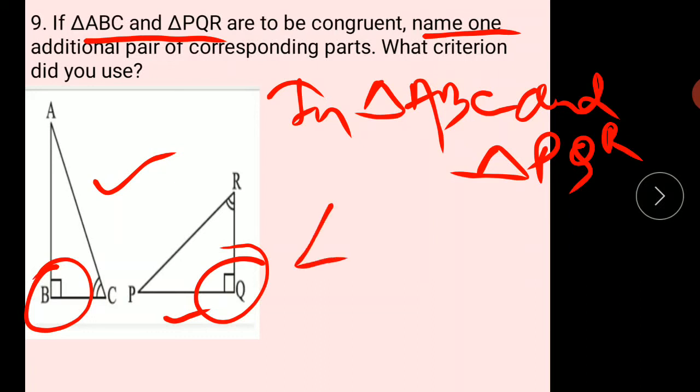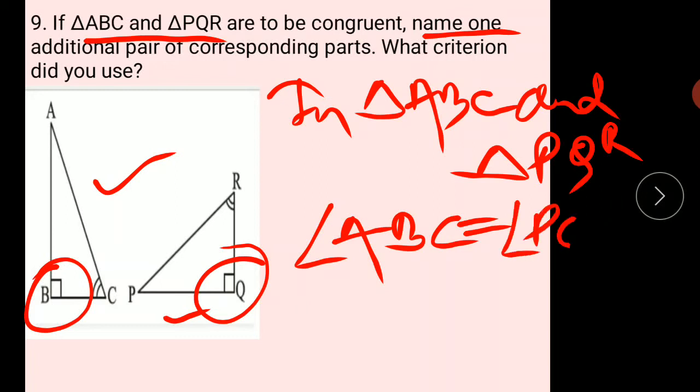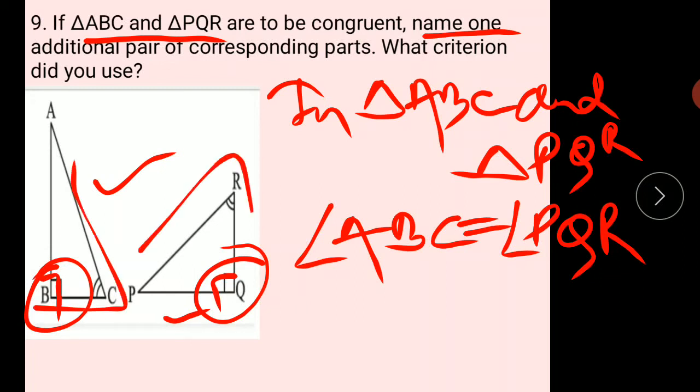So angle ABC is equal to angle PQR. Why? Because they are both 90 degrees. Yes, this sign is actually denoting 90 degrees. Okay, and angle BCA, this angle is also equal to angle PRQ, just see, double sign is there, right? I hope you can see this part.